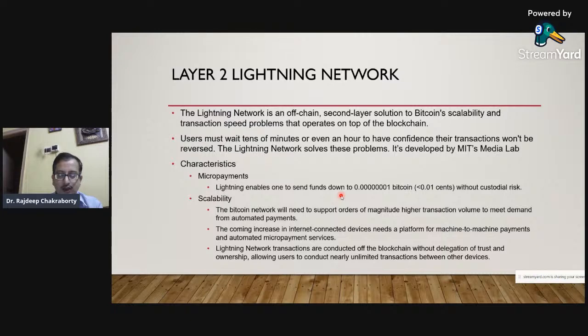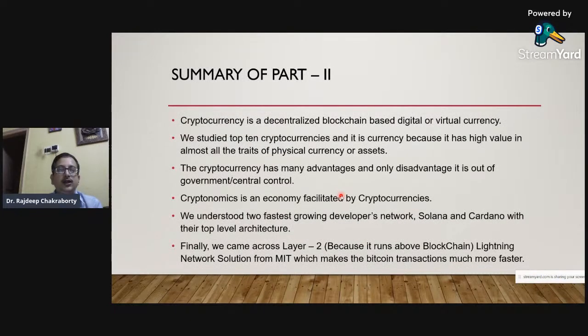It is very scalable. Okay, so in summary of part 2, we have come up with cryptocurrency as a decentralized blockchain and which is a virtual currency. We studied the top 10 cryptocurrencies. The cryptocurrency has many advantages, and the only disadvantage is that it is out of government or central control, which is the basic definition of a blockchain. Crypto economics is an economy facilitated by cryptocurrency, and we understood two of the fastest growing developer networks, Solana and Cardano, with their top level architecture, and finally we came across layer 2 because it runs above the blockchain, which is a Lightning network solution from MIT, which makes the Bitcoin transaction much faster.